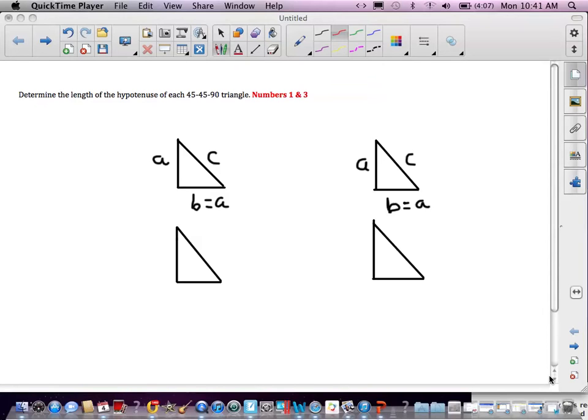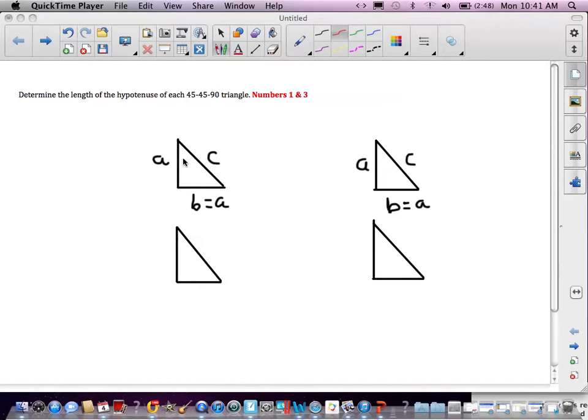Okay, let's take a look real quick. We're in Geometry, Chapter 4, Section 3. Let's take a look at when we're trying to determine the length of a hypotenuse of a triangle that is 45, 45, 90. And so what we're saying here is we have a right triangle with the degrees 45 and 45. So let's take a look.